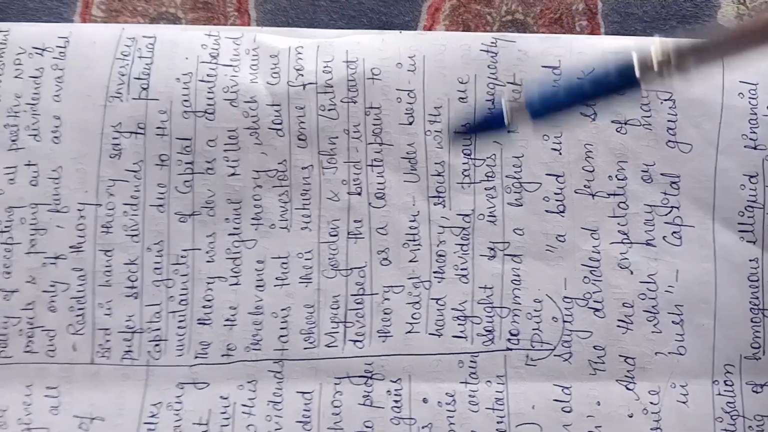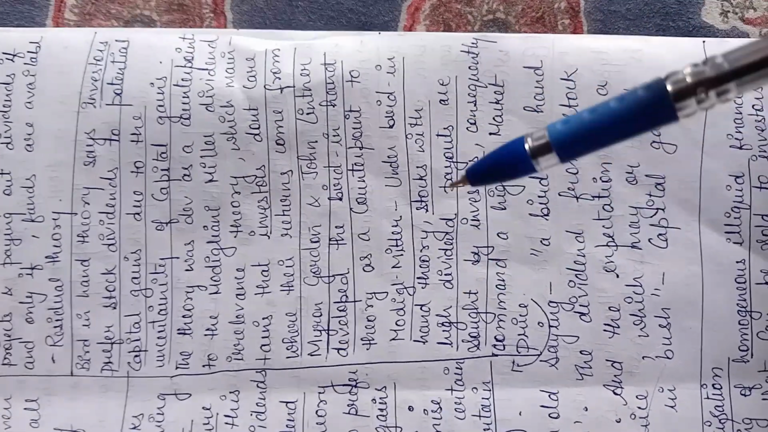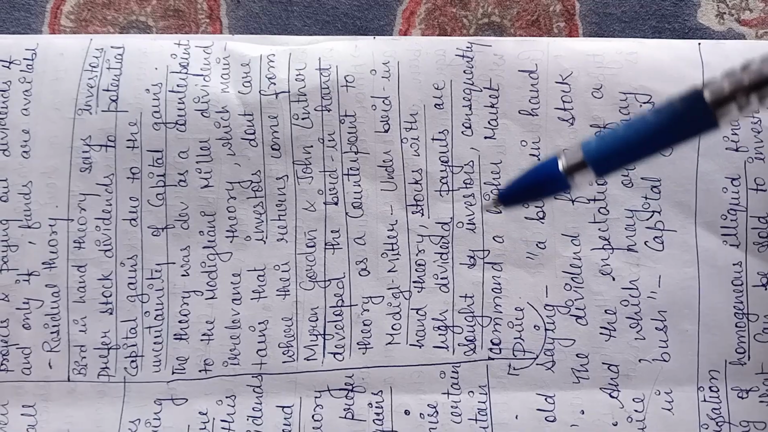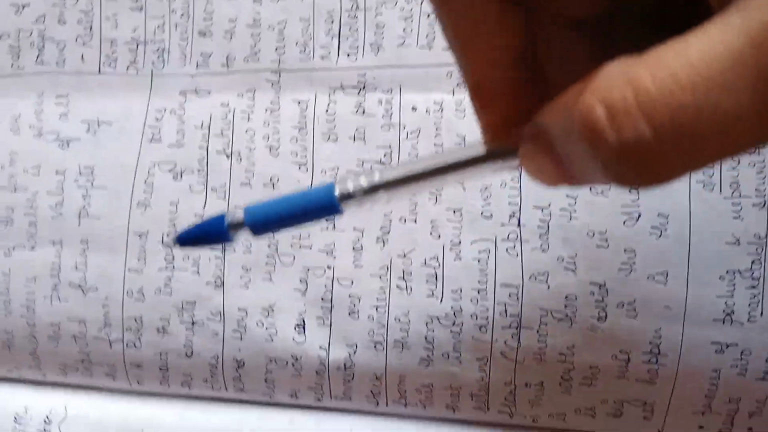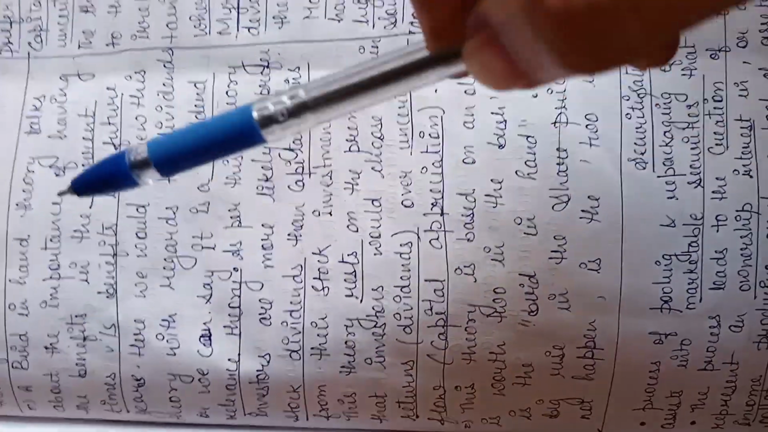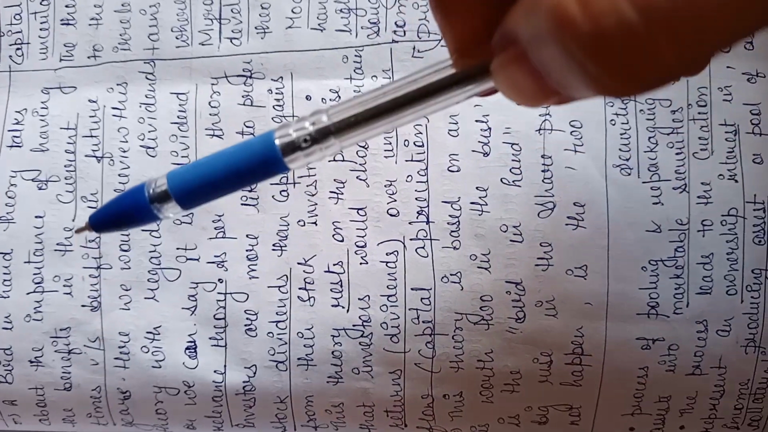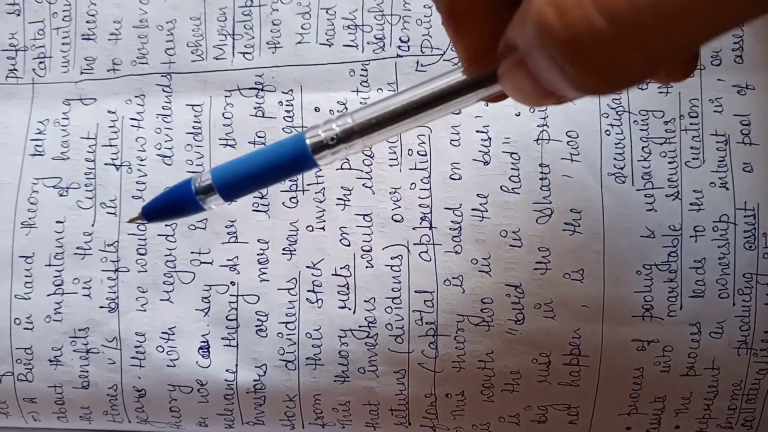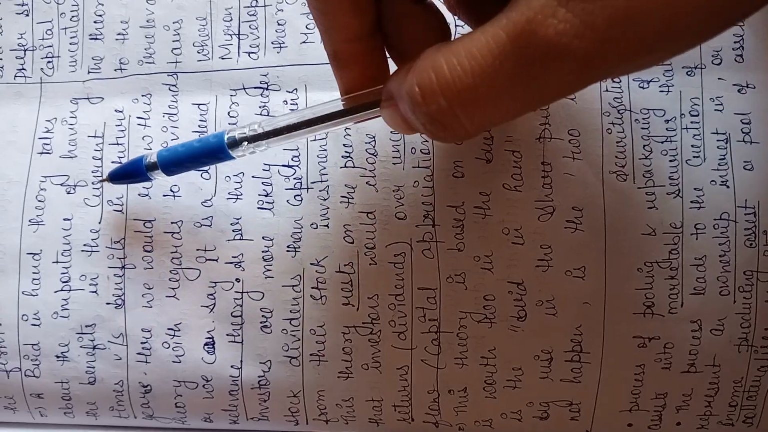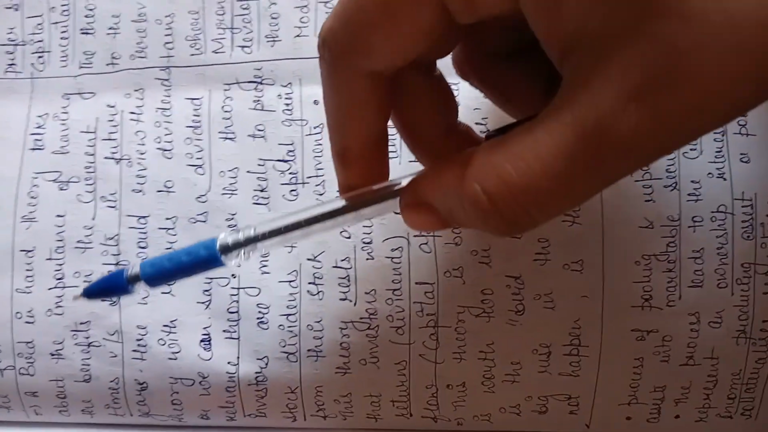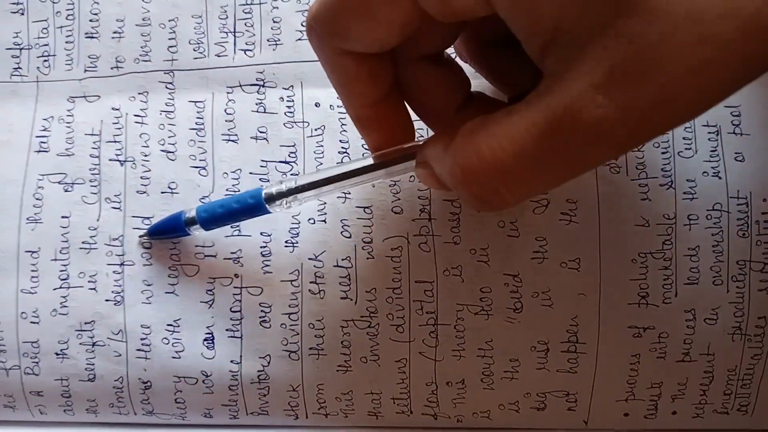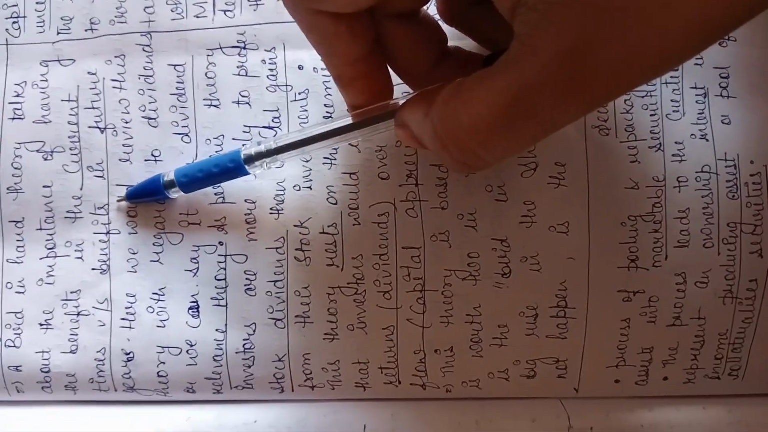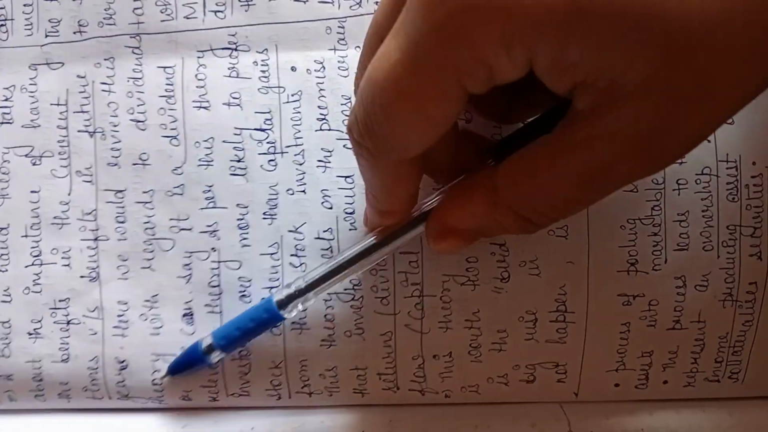Under bird in hand theory, stocks with high dividend payouts are sought by investors and consequently command a higher market price. Bird in hand theory talks about the importance of having the benefit in the current times versus benefit in the future. So it is very important to note that it talks about having benefit in the current times in comparison to benefit in future years.